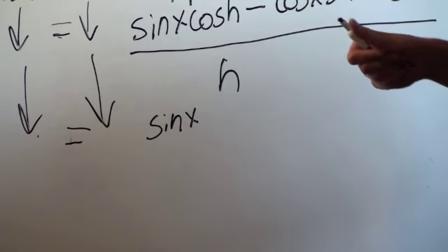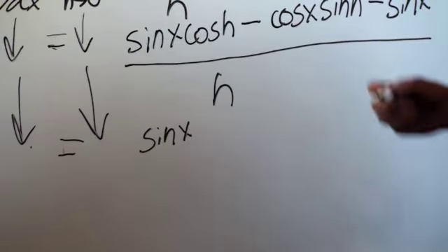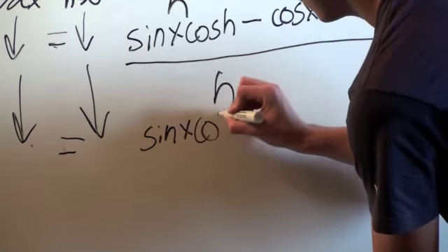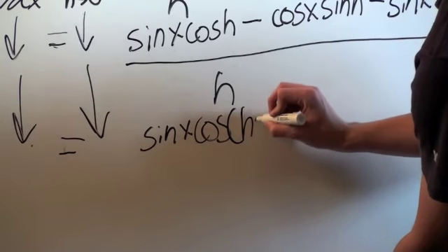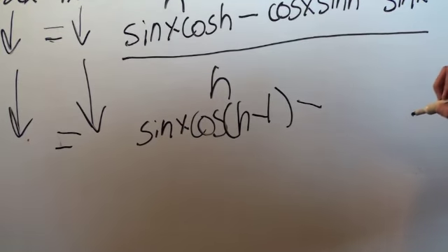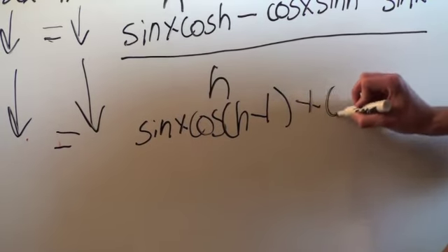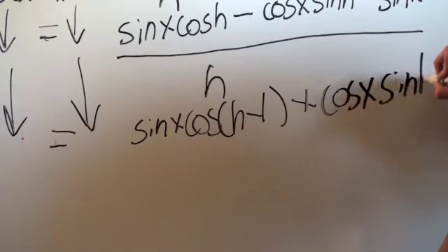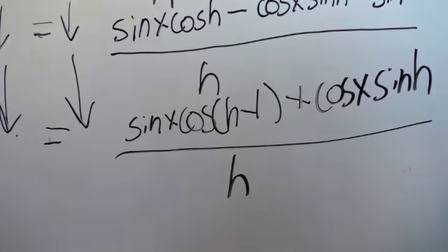So when you subtract cosine from 1, you'll get the sine of x, and vice versa, and they just fit together nicely. So we'll have sine of x times cosine of h minus 1 to get to that sine of x. And then we'll have that plus cosine of x sine h. Again, all over our h.